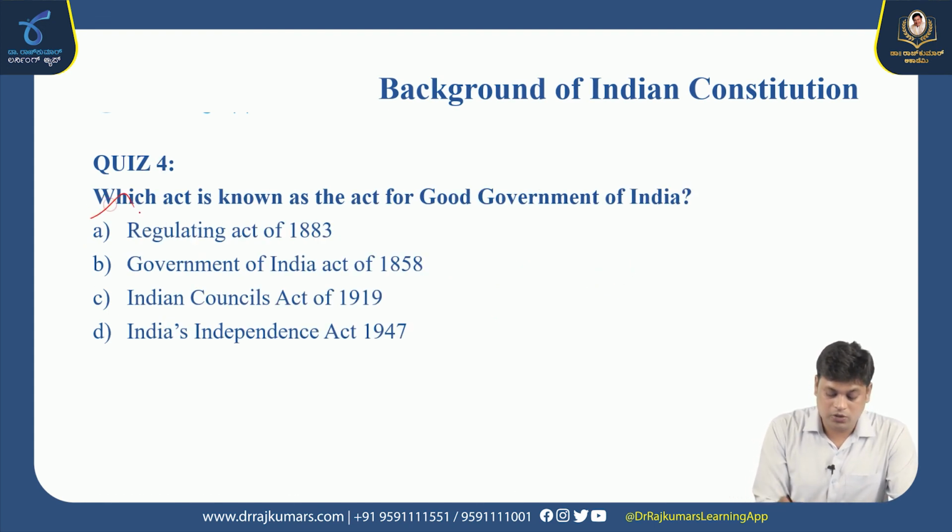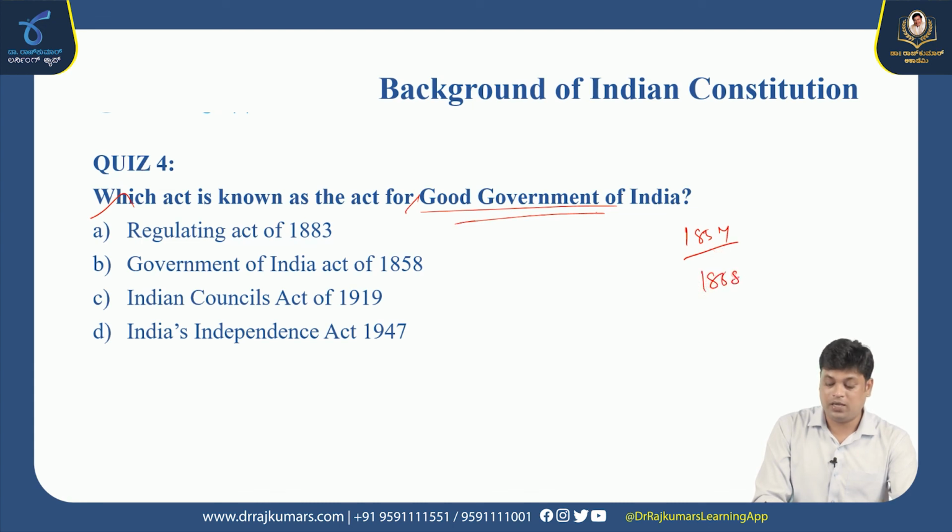Next, which act is known as the Act for Good Government of India? You know, after the 1857 revolt, the British government took complete control over India. For that purpose, they came up with the 1858 Act. This act is popularly known as the Act for Good Government of India, which is the Government of India Act 1858.